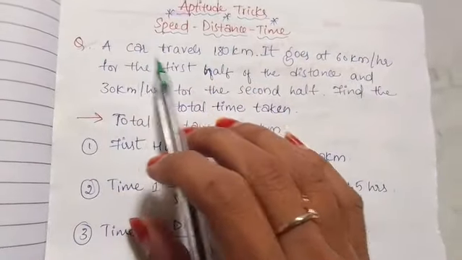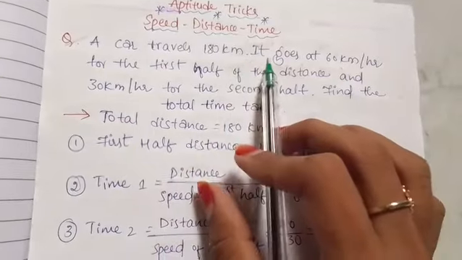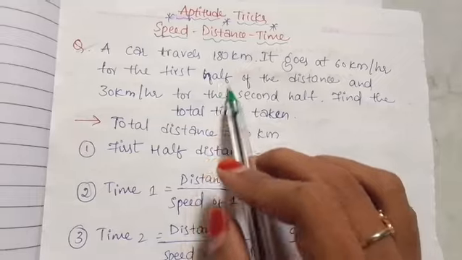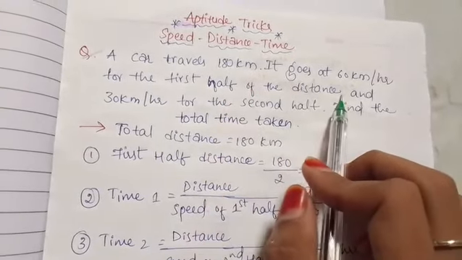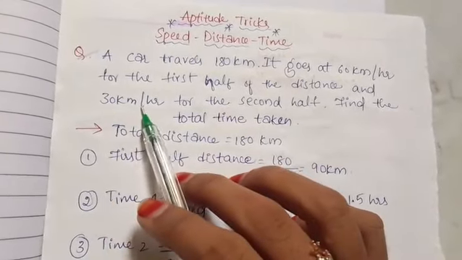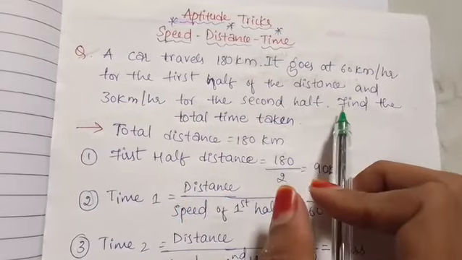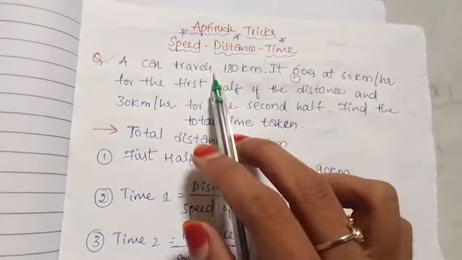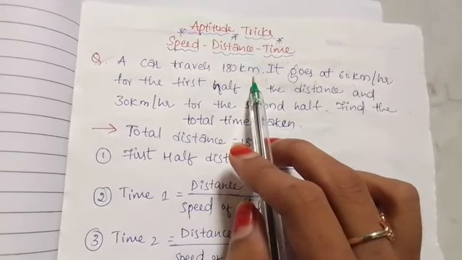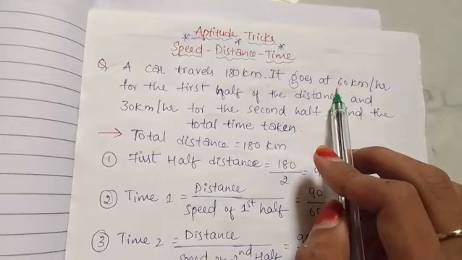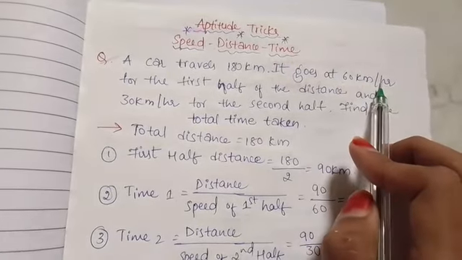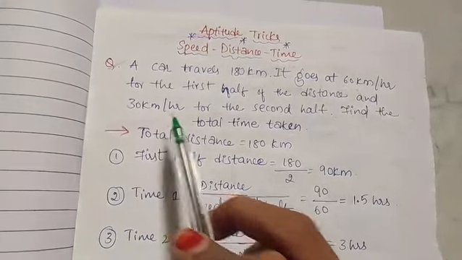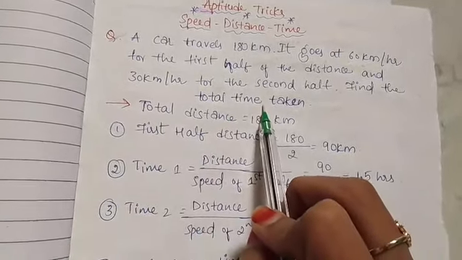And the seventh question is, a car travels 180 km. It goes at 60 km per hour for the first half of the distance, and 30 km per hour for the second half of the distance. Find the total time taken. It will travel a total of 180 kilometers. In the first half it will go 60 km per hour. In the second half it will go 30 km per hour. We have to find out the total time taken.